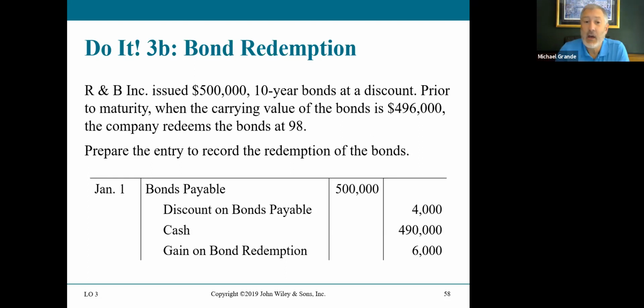So you know you had a debit balance in the discount account for $4,000. You've got to get rid of it, so you're going to credit it for $4,000. You know you paid cash at 98 of the face. $500,000 times 98% is $490,000. Your debits have to equal your credits. You need a credit. A credit is an indication of revenue or a gain. Gain on bond redemption, $6,000.